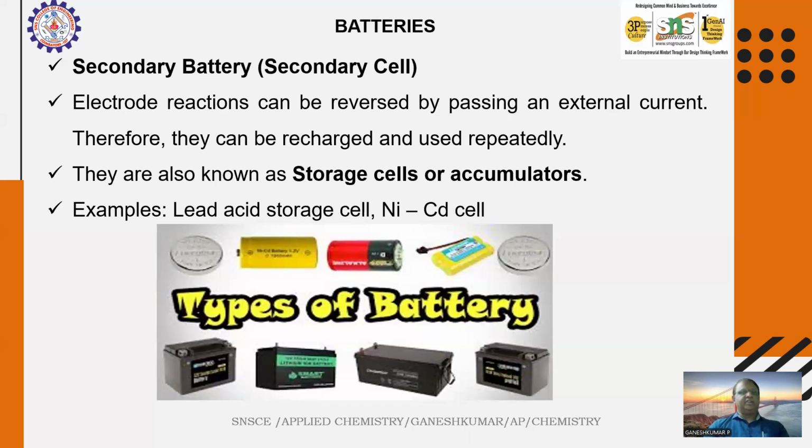So what about a secondary battery? Here the electrode reaction can be reversed, or in a simple way I can say it is a rechargeable battery, the batteries which we use in laptops and mobile phones, etc. These are known as storage cells or accumulators. Lead acid battery and nickel cadmium battery are examples.